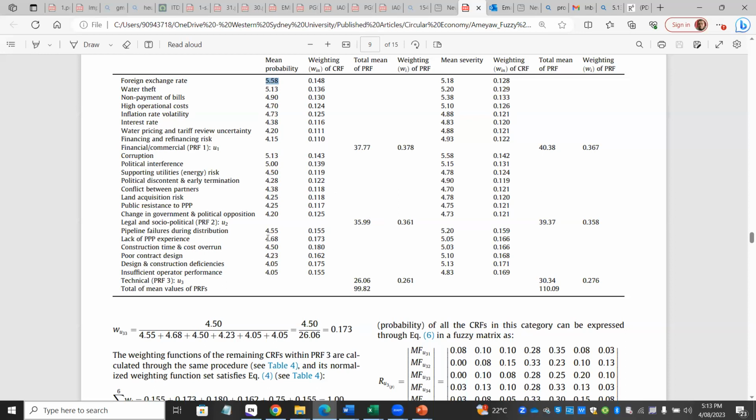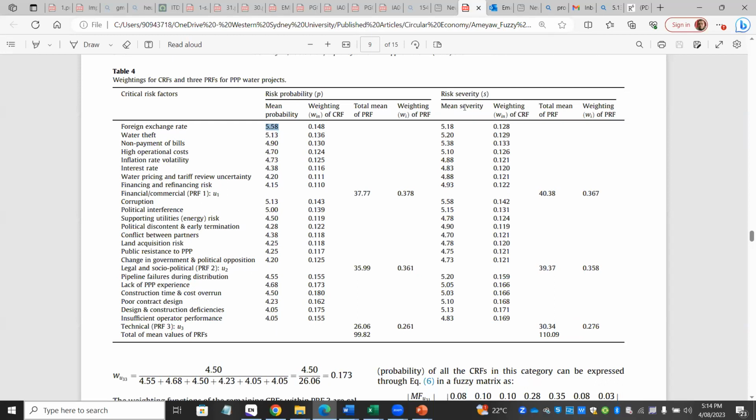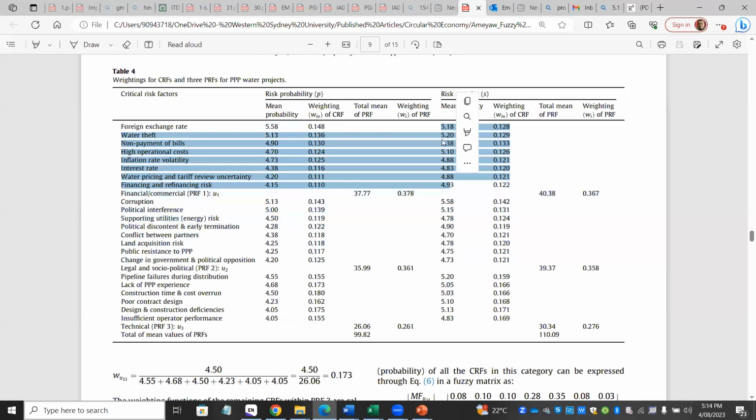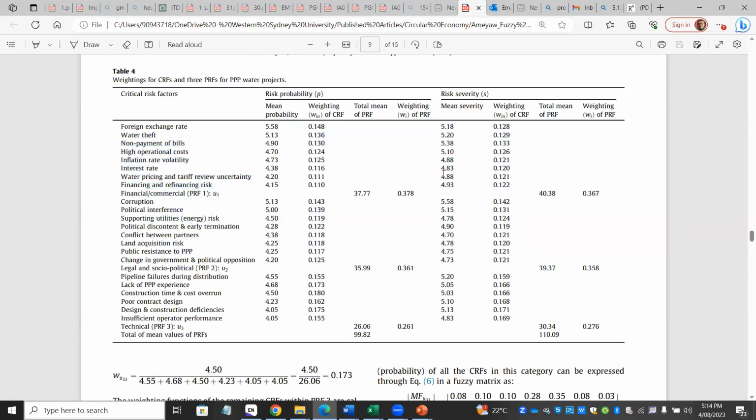Then you do the same thing for the last group. So we are done with the mean probability of the risk. Then you can also do it for the mean severity of the risk. And these values were also taken from where? From table 2. When you go to table 2, they are there. You add them, you get 40.38. Divide each of them by 40.38, and it will give you the weight for each of them in each of the groups. Okay, good. So we have the individual critical risk factors.